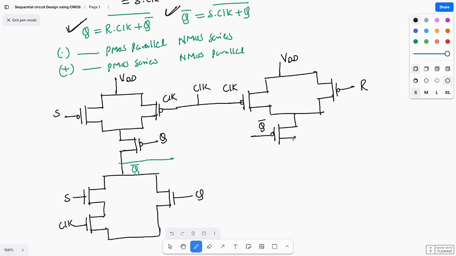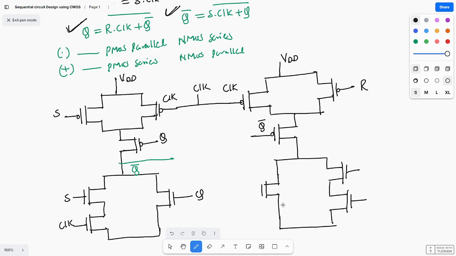And NMOS, if you see, R and clock, the AND operation, these are in series. And Q bar is the OR operation, so these are in parallel. This is connected to VDD or VSS. This is Q bar, this is R, and this is clock.